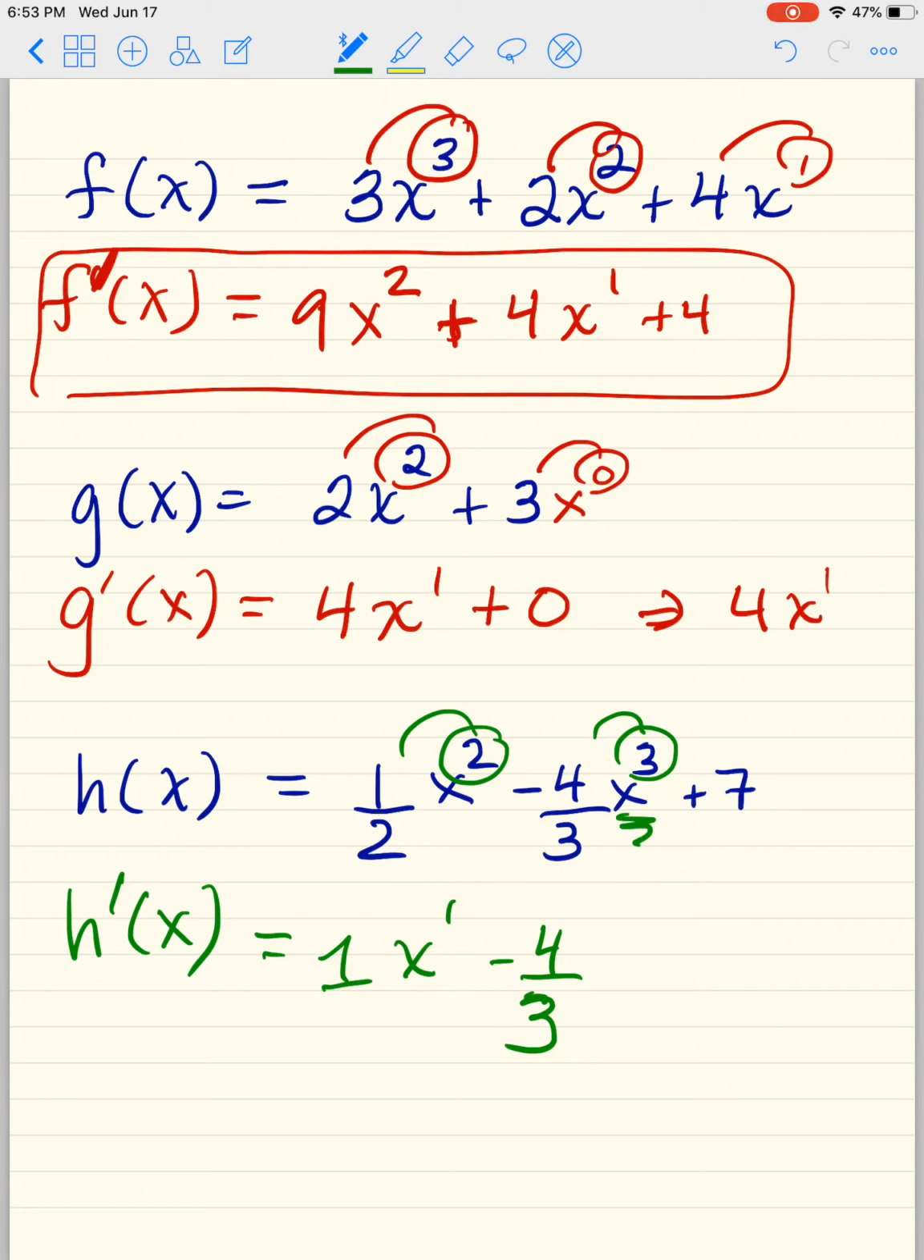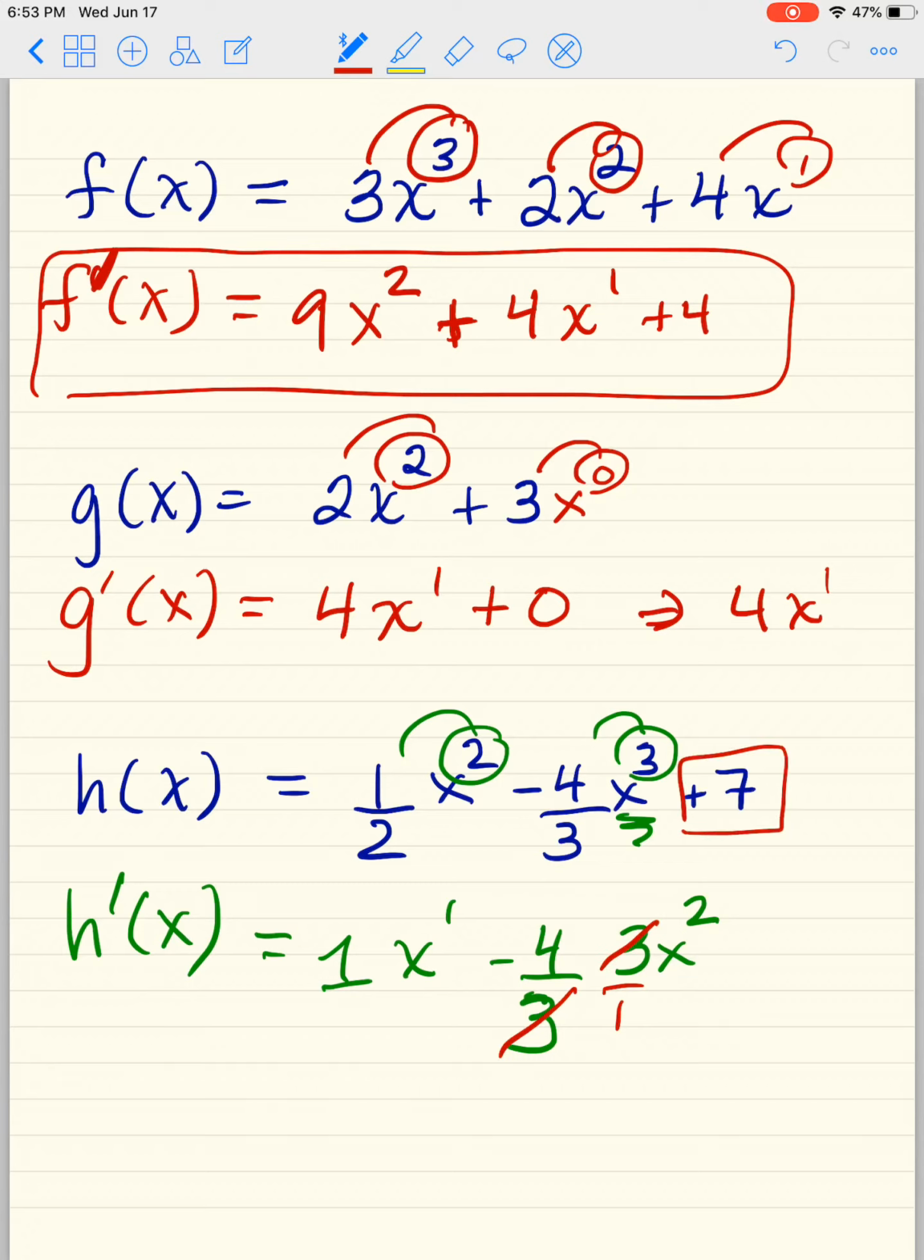So what's the derivative of x to the third? 3x squared. Do you guys remember how to multiply fractions? It's top times top, bottom times bottom. 4 times 3 is 12 divided by 3 is 4, or you could just cross cancel. Okay, we'll clean it up later.